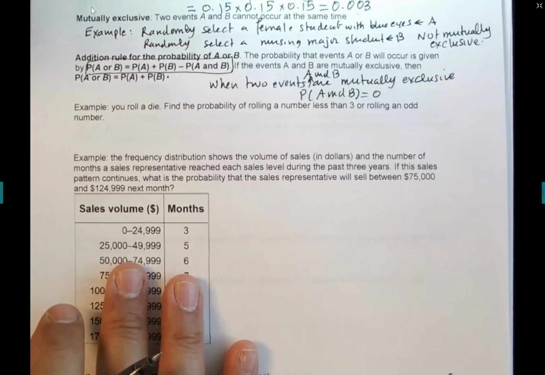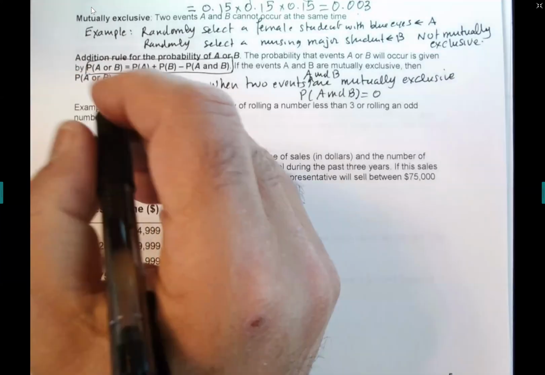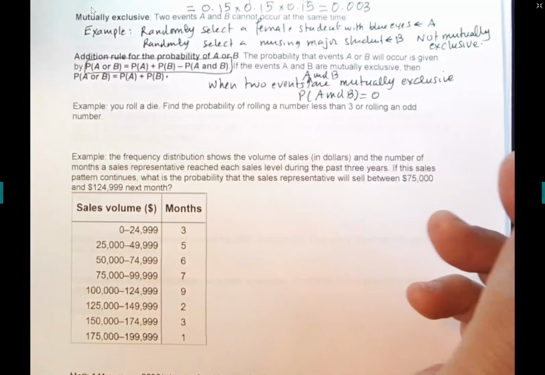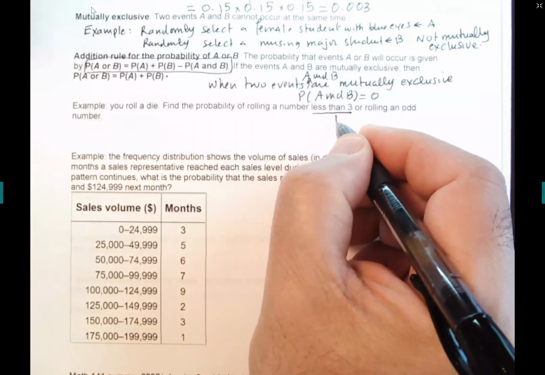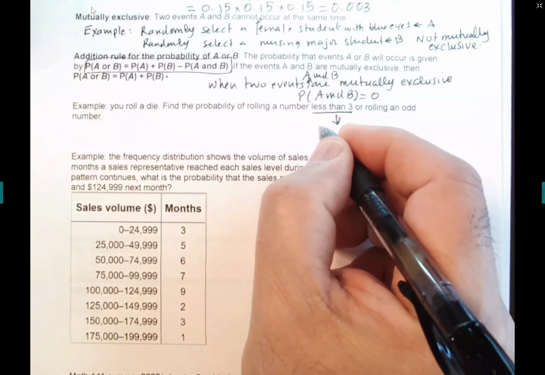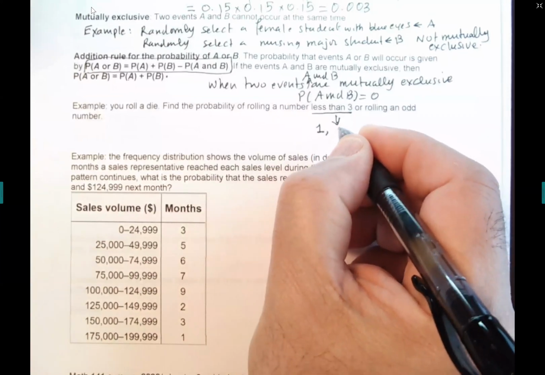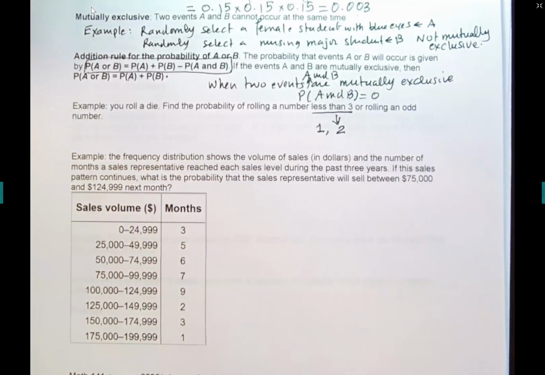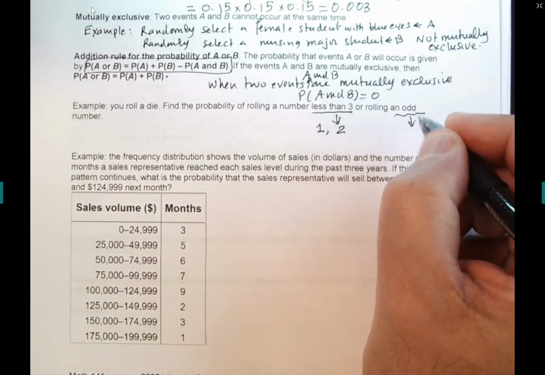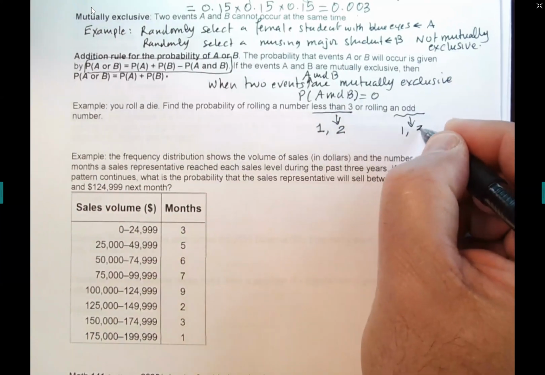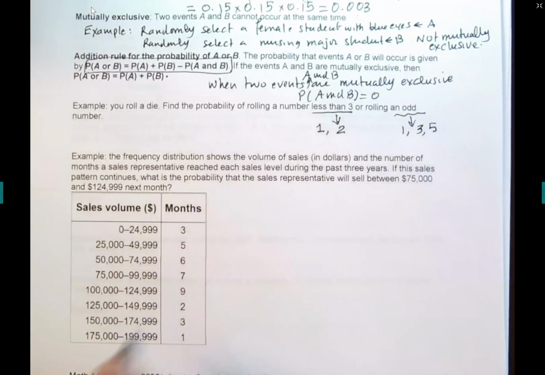Example, you roll a die. Find the probability of rolling a number less than 3 or rolling an odd number. Okay, we can list all the outcomes. What are the possibilities of rolling a number less than 3, guys? What could you get? You can roll 1 or roll what? 2. Rolling an odd number. What are the possible outcomes for odd numbers on the die? 1, 3, and what? 5.